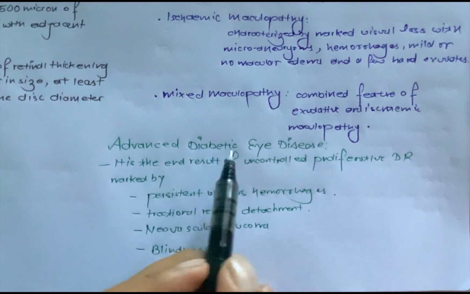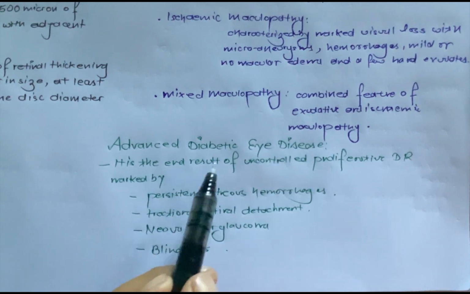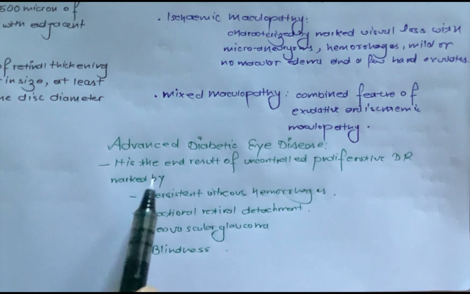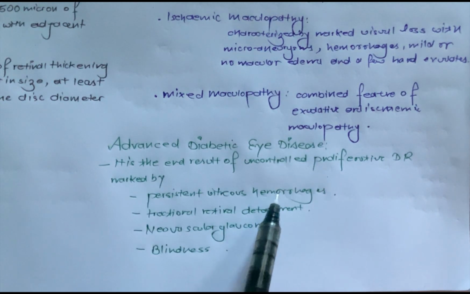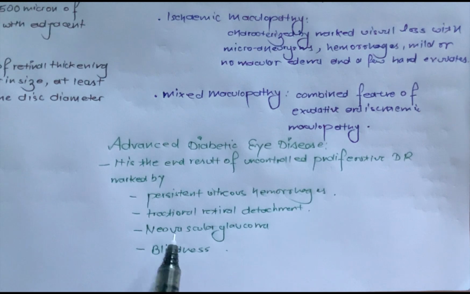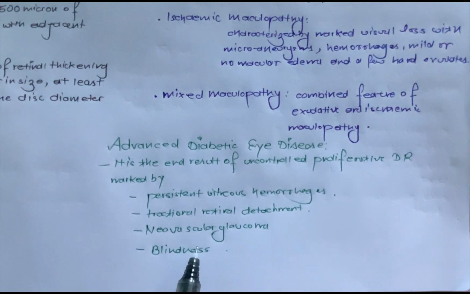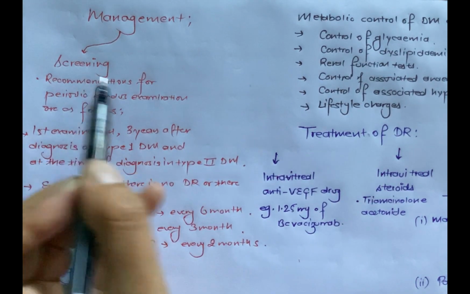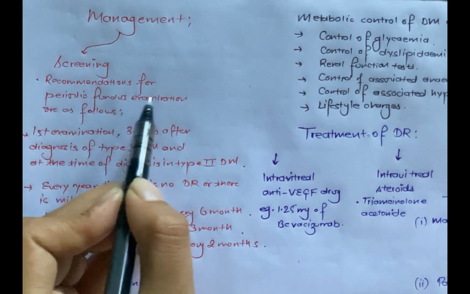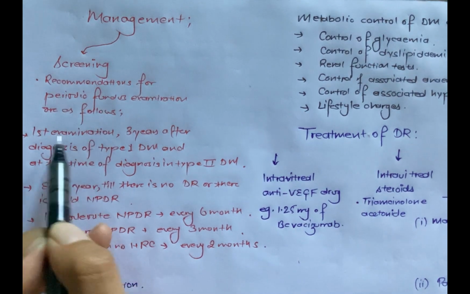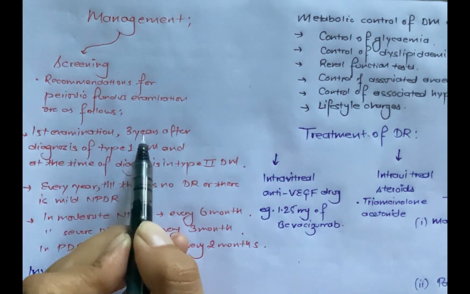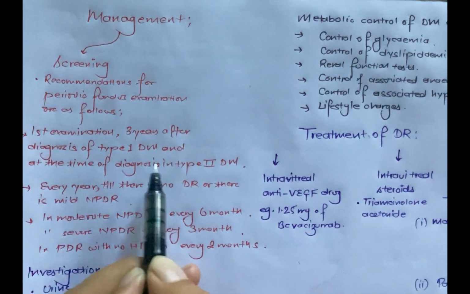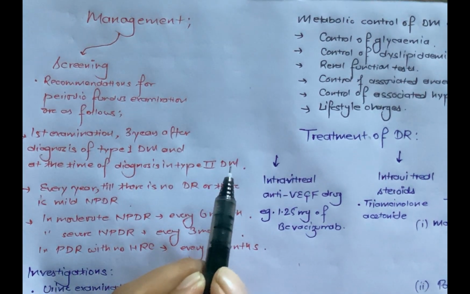Moving on to the advanced diabetic eye disease, it is the end result of uncontrolled proliferative diabetic retinopathy, which is marked by persistent vitreous hemorrhages, tractional retinal detachment, neovascular glaucoma, and blindness. Moving on to the management, first of all, screening should be done, and the recommendations for periodic fundus examinations are as follows. First examination should be done 3 years after the diagnosis of type 1 diabetes and at the time of diagnosis in type 2 diabetes.